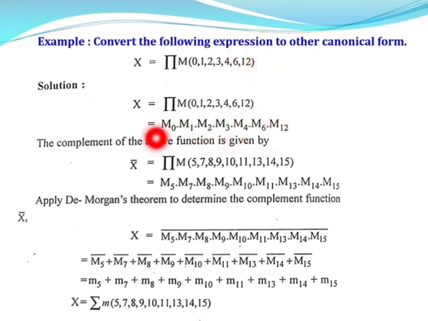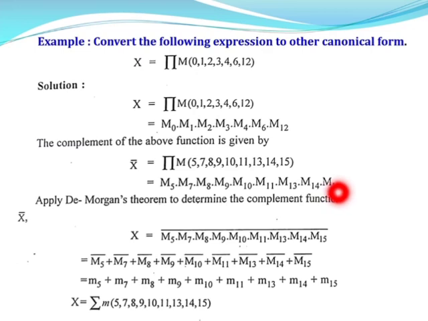Okay, you should write that. And the complement is given by the terms which are not present here, which are 5, 7, 8, 9, 10, 11, 13, 14 and 15, the terms which are not here. And you should write it in the form M5, M7, M8, M9, M10, M11, M13, M14 and M15.